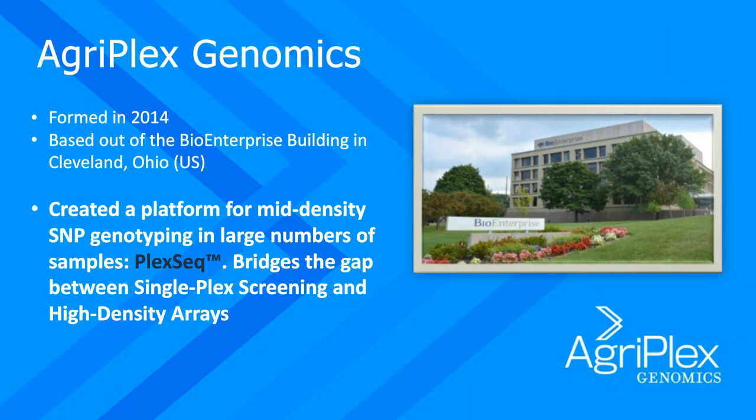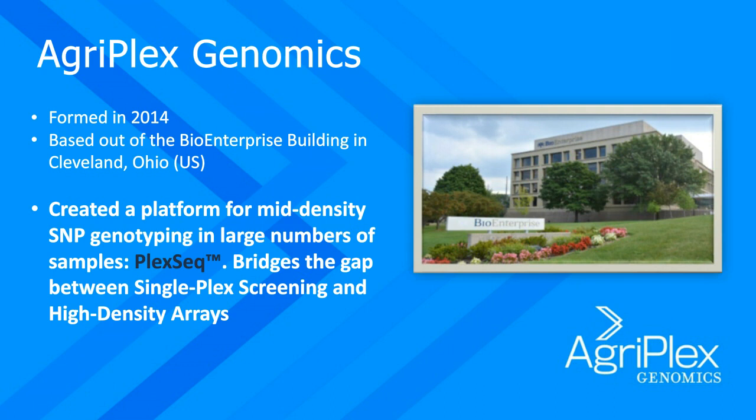Agriplex Genomics was formed in 2014. We are in Cleveland, Ohio, in the Bioenterprise building, just on the outskirts of Case Western Reserve University. Our Plexic procedure is an adaptation of a process that was developed originally by one of our founders, Dr. Alex Miron, for cancer screening.